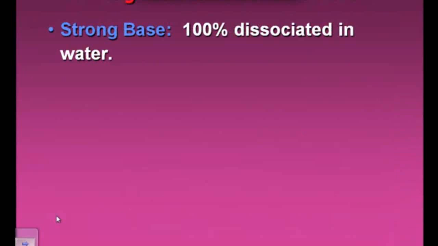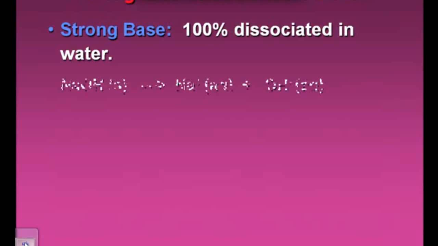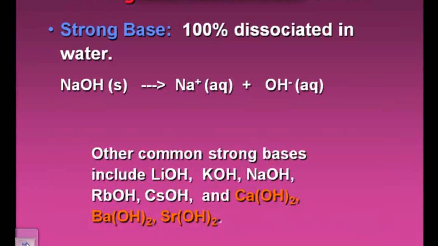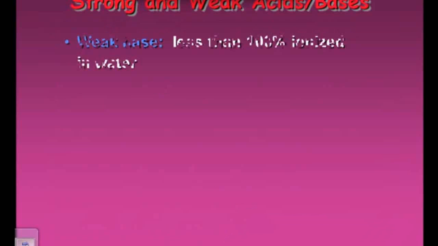Just like a strong acid, a strong base 100% ionizes or dissociates, which is a synonym for ionizes, in water. So sodium hydroxide breaks apart completely to sodium plus and hydroxide minus. Other common strong bases, again, are basically the bases of the alkali metals in group 1 and the bases of the alkaline earth metals in group 2. So that's what you need to know.